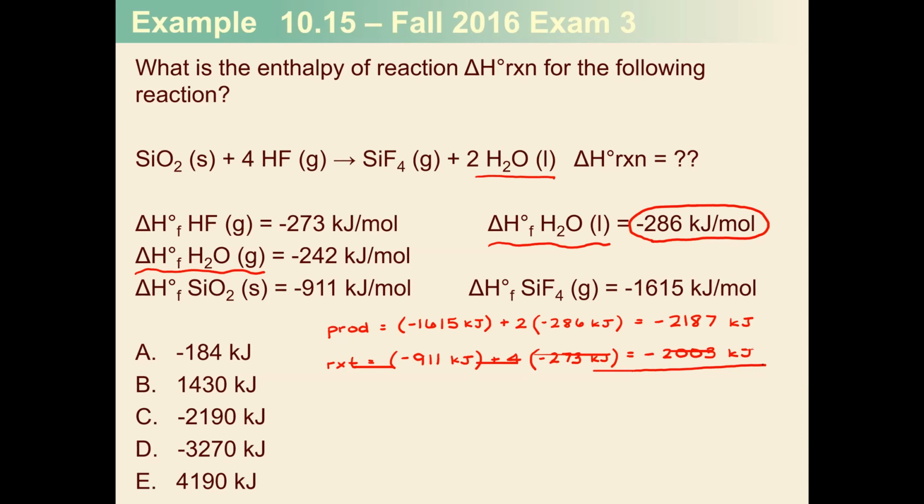So what I need to do in this case is now do the products minus the reactants. So now what I'm able to do is if I have a negative in my reactants, I can more or less add this because 2 negatives make a positive. And I end up with a delta H of my reaction being equal to negative 184 kilojoules per mole. If I look at my answer choices, you will see that that is answer choice A.